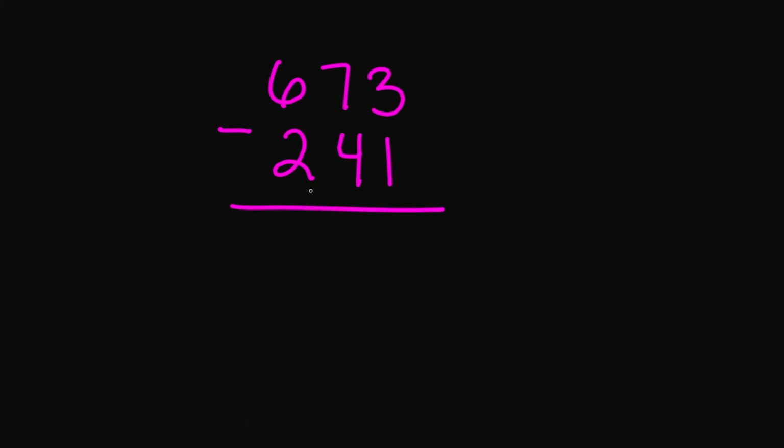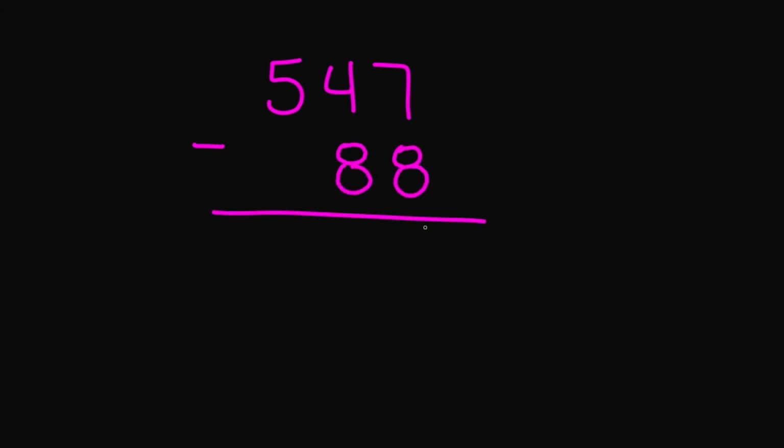673 minus 241. Okay, we're starting with the ones place. 3 minus 1 is 2. Write my 2. 7 minus 4 is 3. And then you have 6 minus 2. That's going to be 4. So your final answer is 432.